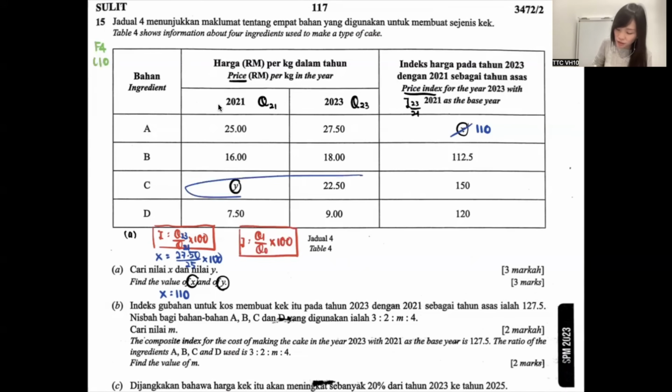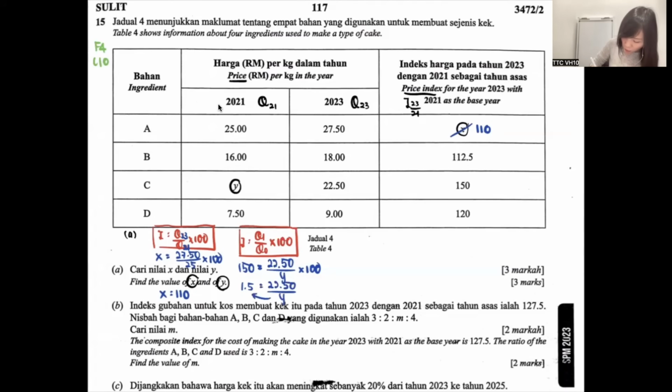So we are using the first formula again. The Y comes from this row. This row, the I is 150. The Q has these two: 22 ringgit 50 cents and Y. So the new one, 22 ringgit 50 cents, is on top, and the Y at the bottom, times 100. 150 divided by 100, isn't it 1.5 equals 22.5 divided by Y. Divide by Y, move up, times Y. Times move down, divide. Are you getting the Y answer? 15 ringgit. No need to write RM because they already wrote RM on top. So it's fine. Done. 3 marks.